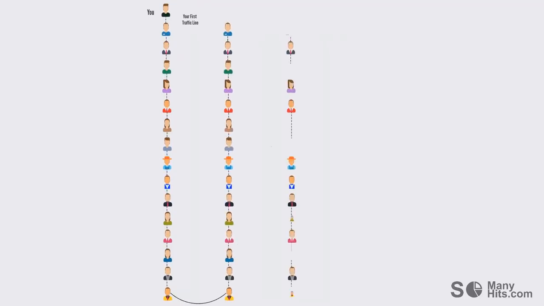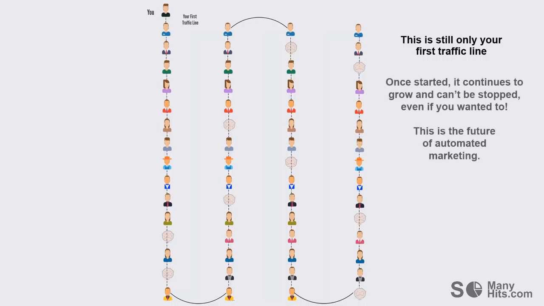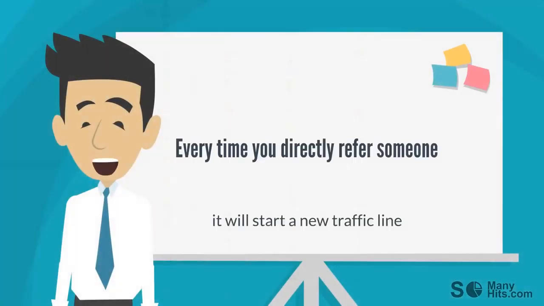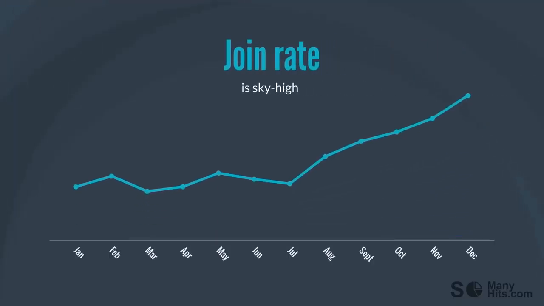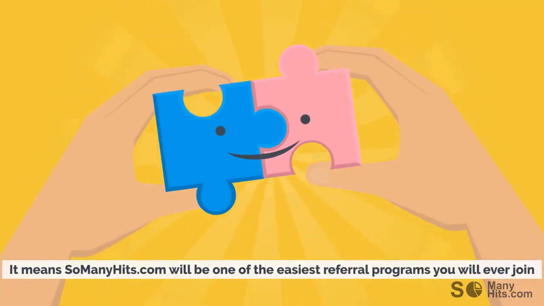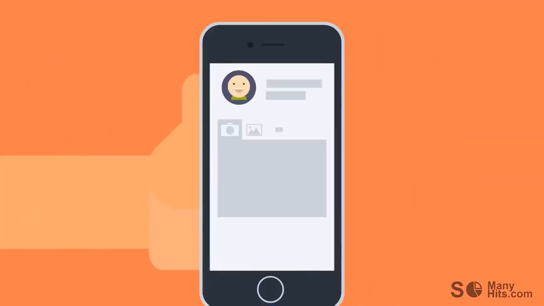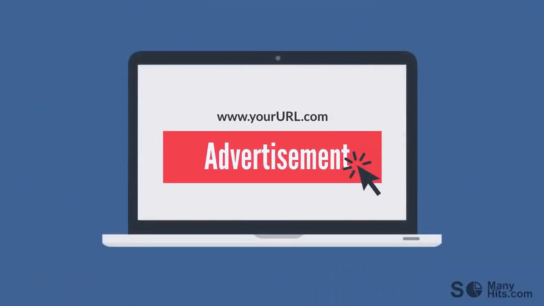This two-up referral system continues forever, even if someone drops out somewhere along the line, which means your traffic line will continue to double as everyone makes their qualifying referrals. And this is just one traffic line. Every time you directly refer someone, it will start a new traffic line. And because our join rate is sky high, not to mention free, it means SoManyHits.com will be one of the easiest referral programs you will ever join. In fact, as you will see later in this video, by simply using your account to promote any of your other opportunities online, your affiliate link is automatically advertised for you.